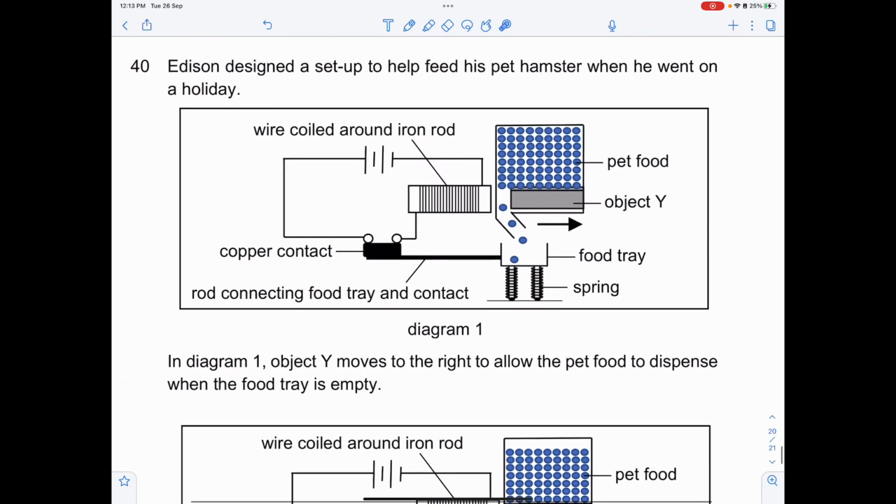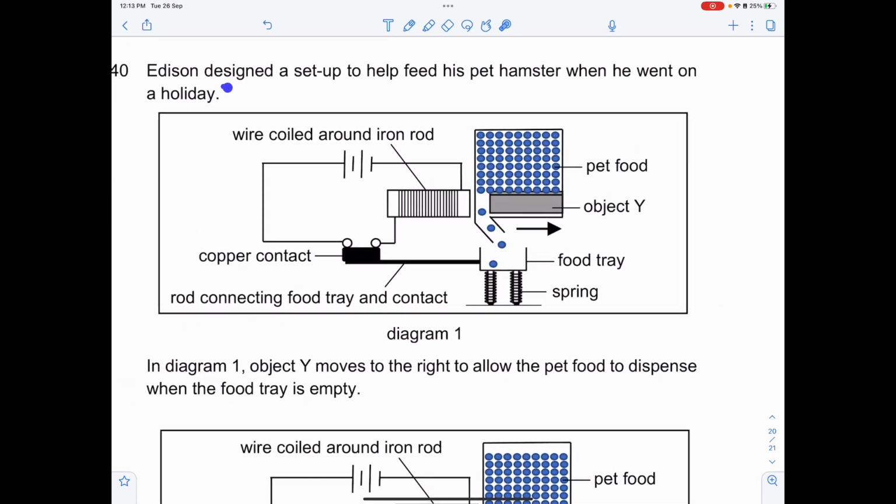Next. Edison designed a setup to free his pet hamster when he went on a holiday. In diagram 1, the object moves to the right to allow pet food to dispense when the food tray is empty. So when you take a look at this, let's unpack.